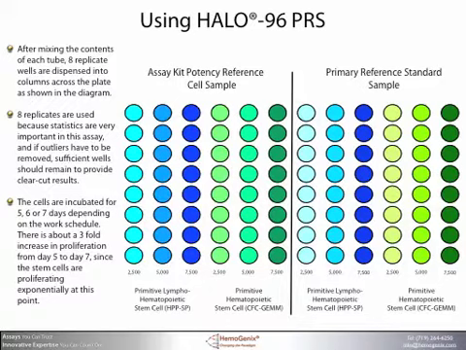The cells are incubated for 5, 6, or 7 days depending on the work schedule. There is about a 3-fold increase in proliferation from day 5 to day 7, since the stem cells are proliferating exponentially at this point.